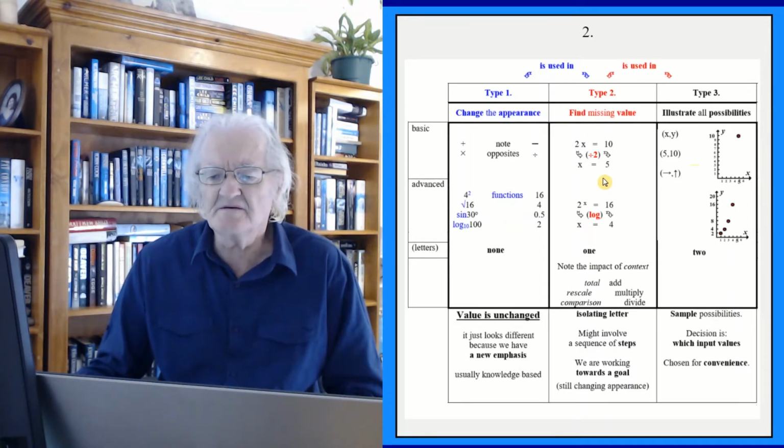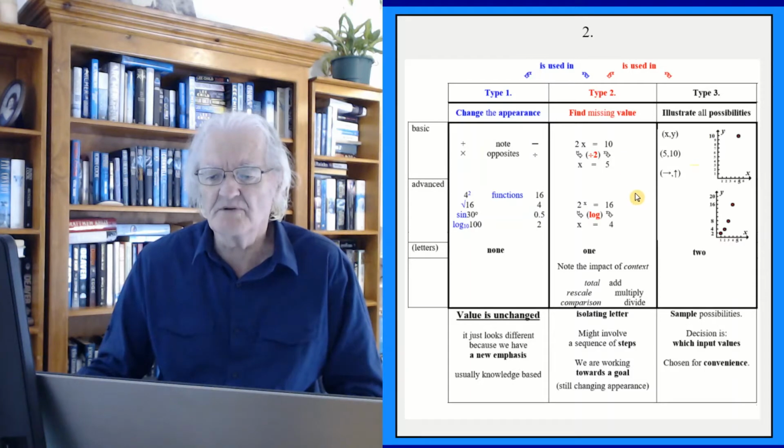In doing that, we introduce the notion of an inverse process. Here the 2 is multiplying the unknown, represented by x. Here the 2 is dividing the 10. Multiplication becomes division. They are inverse processes.